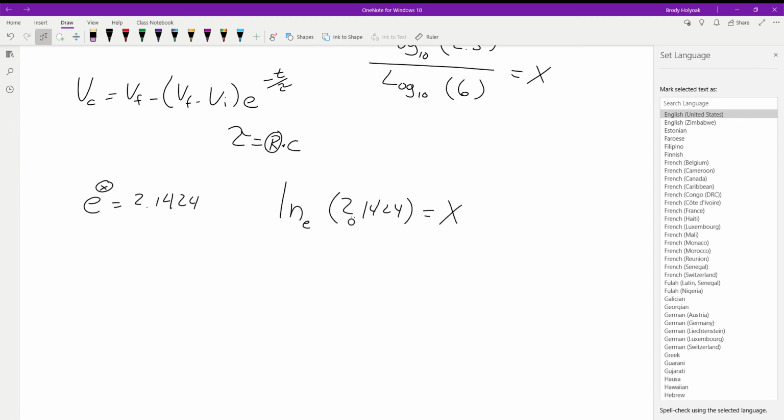Different E. You really throw me for a loop today, bro. Yes, E is a number. It's a constant. But we're raising it to some power. We have to be able to solve for those powers.